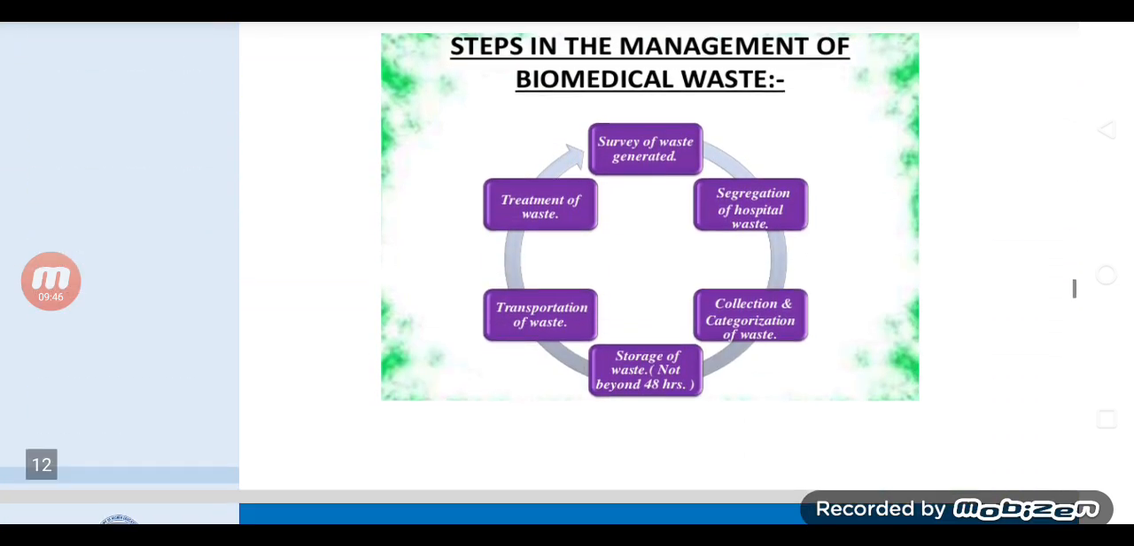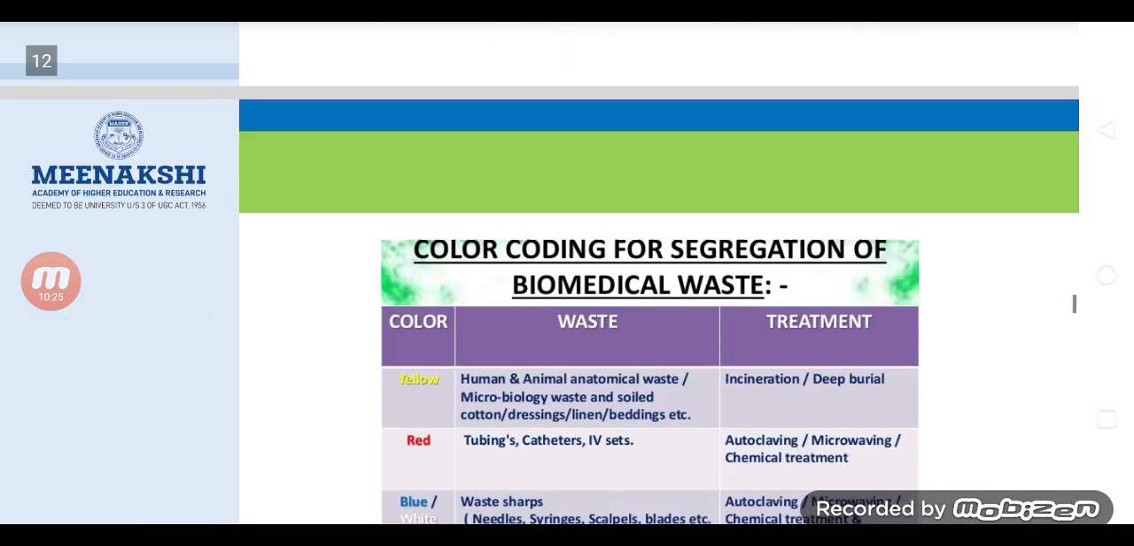Next, we'll see the steps in the management of biomedical waste. We'll have 6 steps. First, survey of waste generated. Second, the segregation of the waste. Third, collection and categorization of waste. And fourth step is storage of waste. It's not beyond 48 hours. Once stored, it will be transportation of waste, then treatment of waste. These are the six steps we use in biomedical waste management.